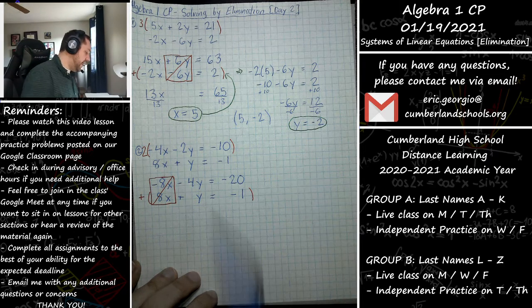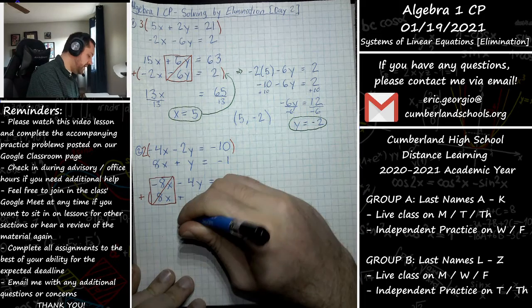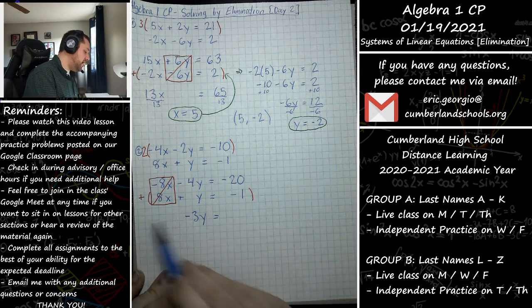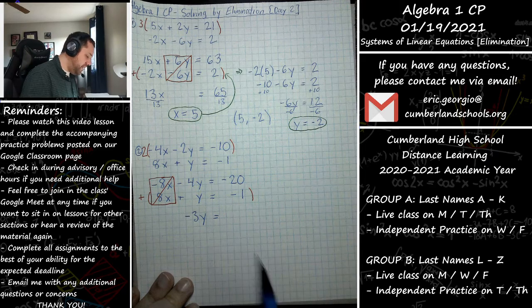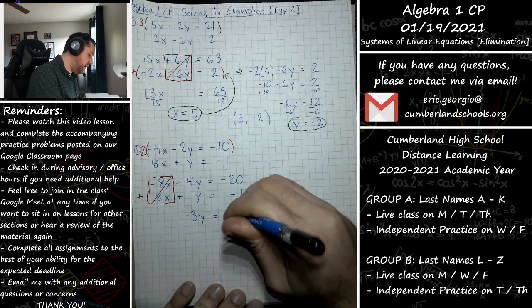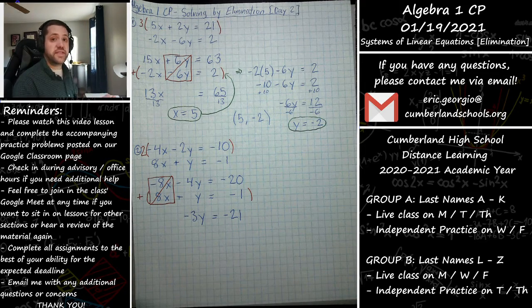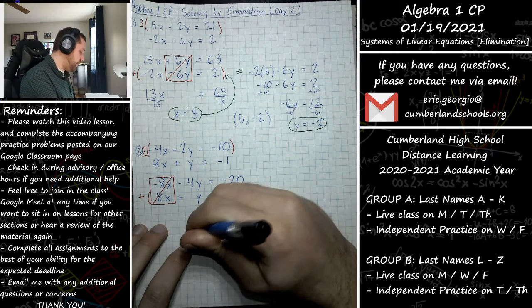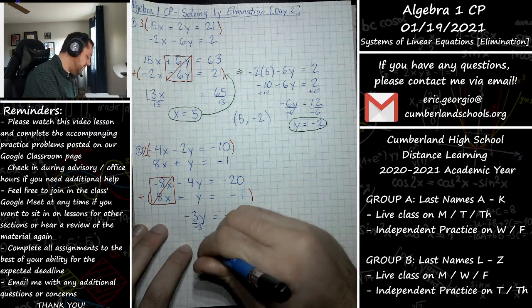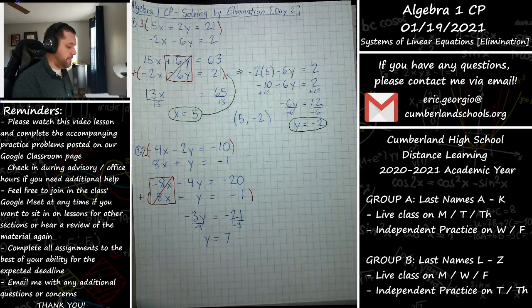We'd see negative 4y plus positive 1y is going to be negative 3y is equal to negative 20 plus negative 1. That's negative 20 minus 1, really, is negative 21. Now, just a one-step equation. Let's divide both sides by negative 3. And we'll get our y equals negative 21 divided by negative 3, positive 7. Okay?